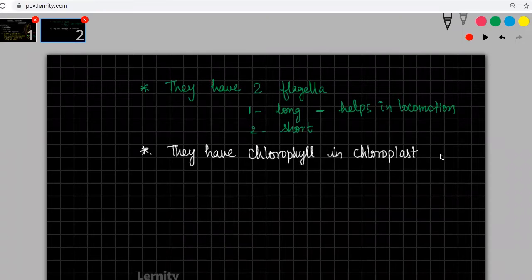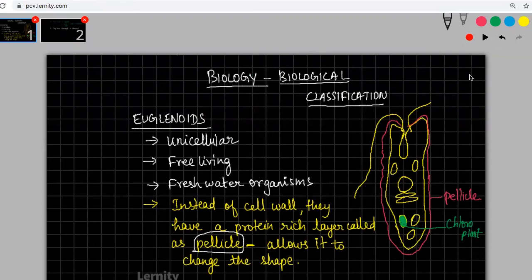They will not have flagella similar to dinoflagellates. What is that you are able to see here? In dinoflagellates, one will be moving towards that side, and the other one, one will be longitudinal and the other one is transversal. So one will be moving this way. But here, both are in the same direction only.